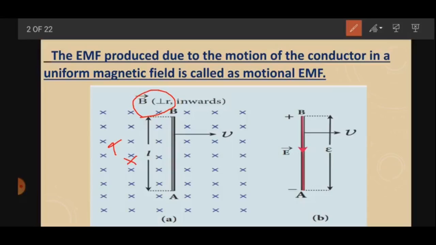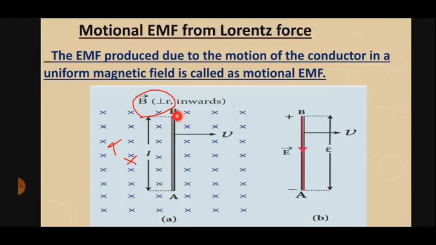In this magnetic field, we have a conductor AB of length L. This conductor is moved with velocity V. Understand students, V is the velocity with which it moves in this magnetic field. When the conductor moves with velocity V, all the free electrons in the conductor also move with the velocity V.